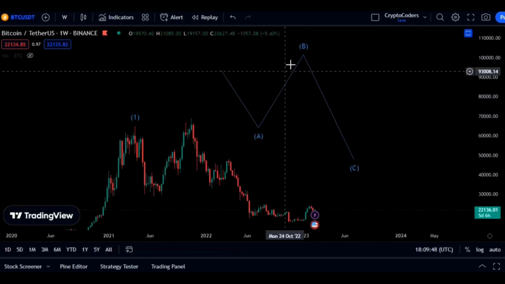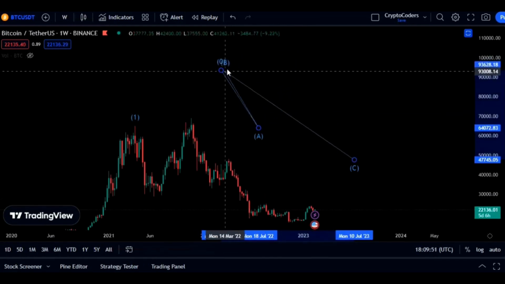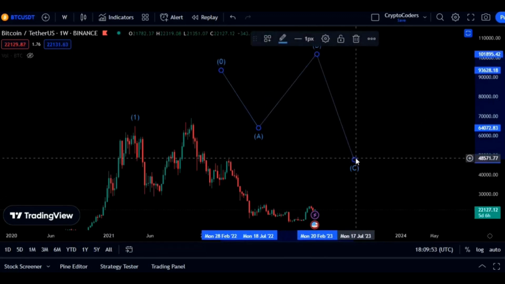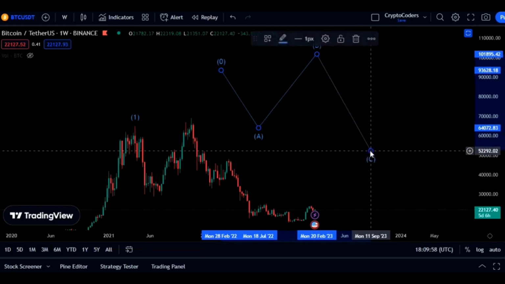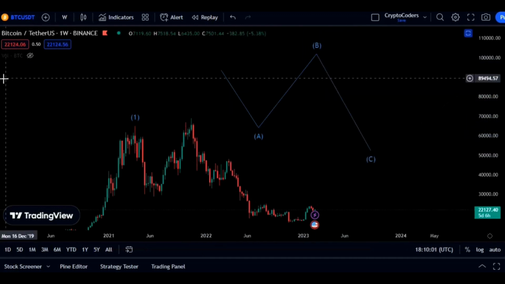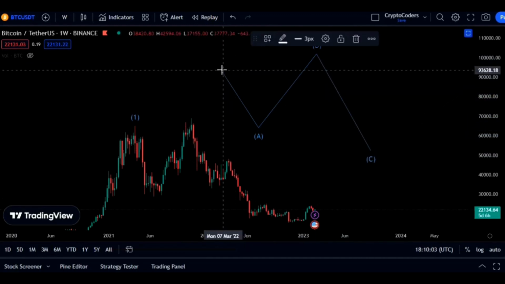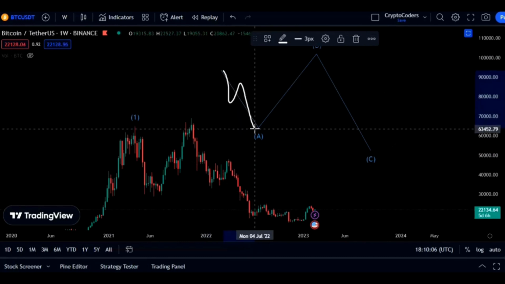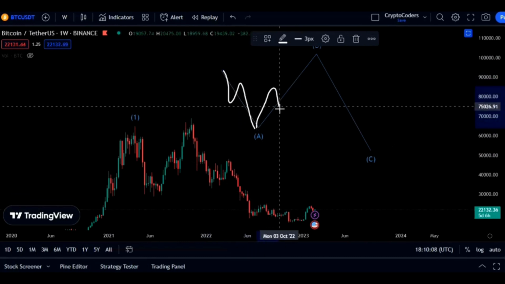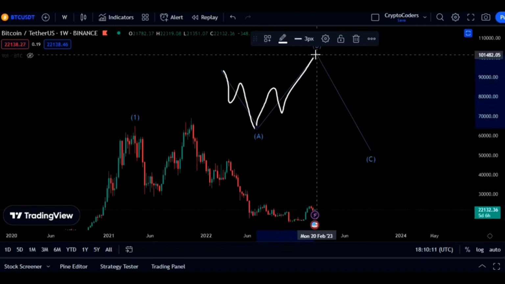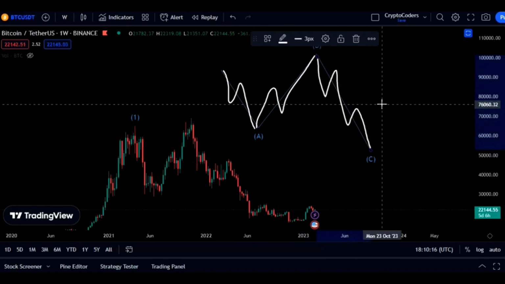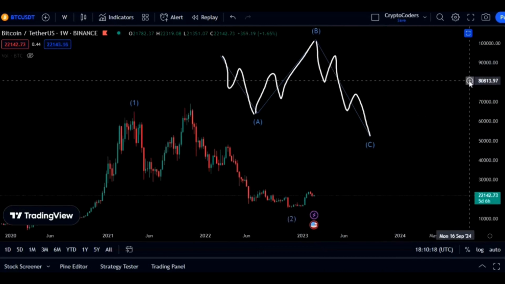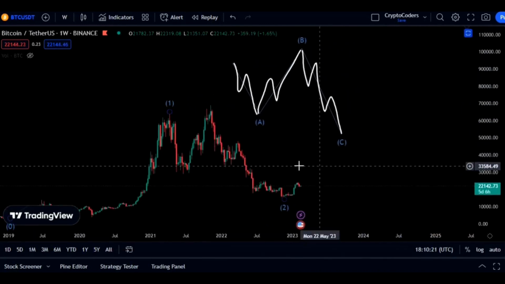Our B wave goes above the origin of wave A, then our wave C goes below the end of wave A, and the sub counts are that wave A contains 3 waves, wave B also contains 3 waves, while our wave C consists of 5 waves. So this is what an expanded flat correction looks like.